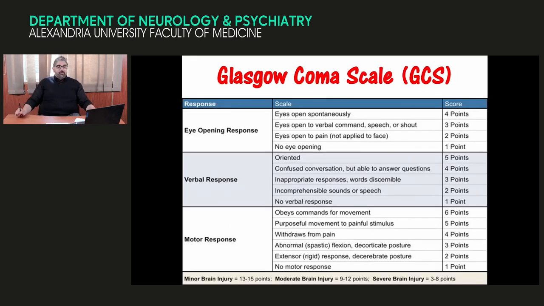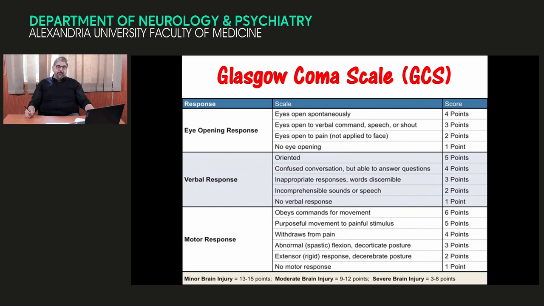It is divided into 3 responses: the eye response, the verbal response, and the motor response. Starting with the eye response, spontaneous eye opening gives 4 points. Eye opening to verbal speech or shout is 3. If the eye opens to pain when applied to the body and not to the face, it gives 2 points, and if there is no eye opening at all, 1.